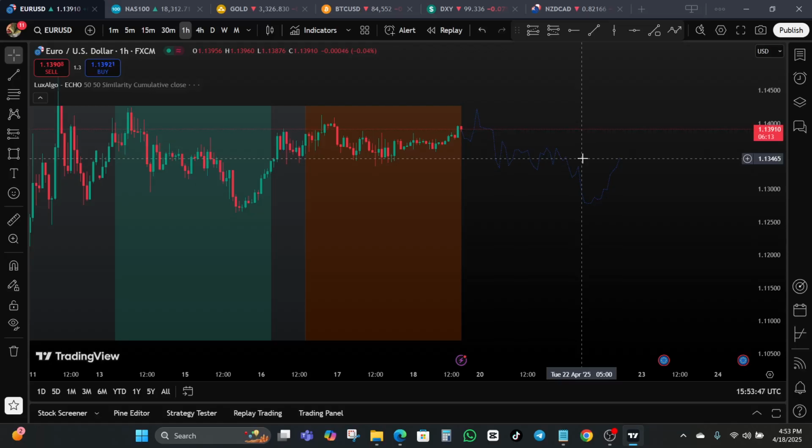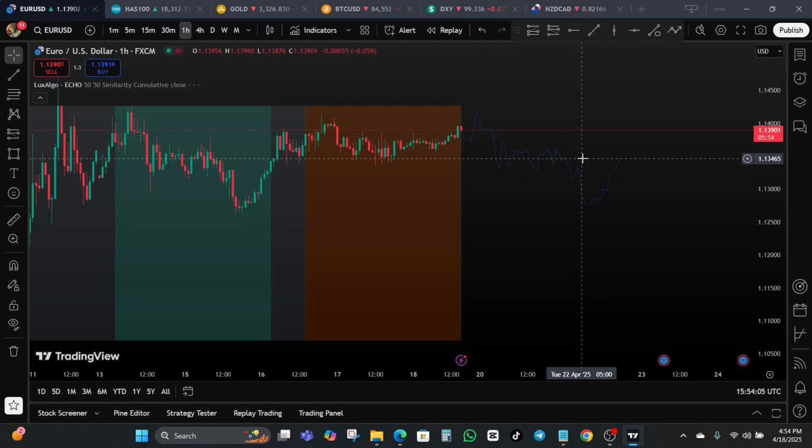It doesn't give you hard signals. Instead, it gives you a forecast, a visual projection of what could unfold. And when used with key trading concepts, it can offer major clarity in volatile conditions.